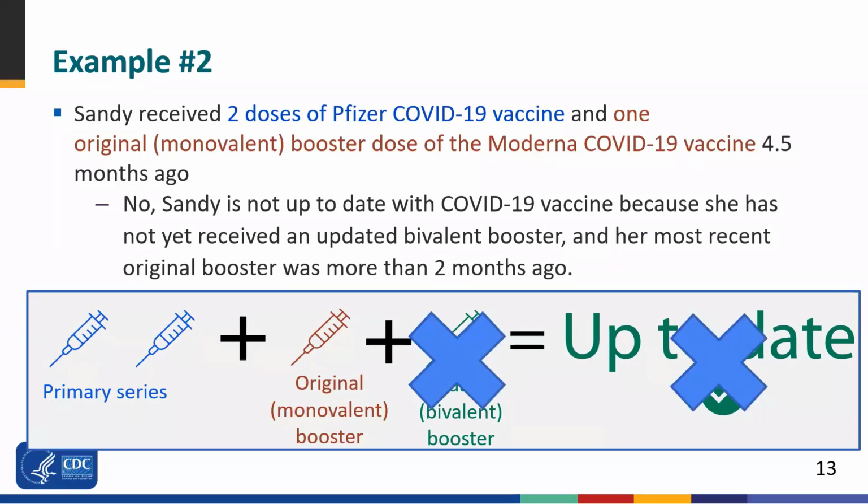Here is another example. Sandy received 2 doses of the Pfizer vaccine and an original booster dose 4.5 months ago. Is Sandy up to date? The answer is no. Sandy is not up to date because she has not yet received an updated bivalent booster, and her most recent original booster was more than 2 months ago.